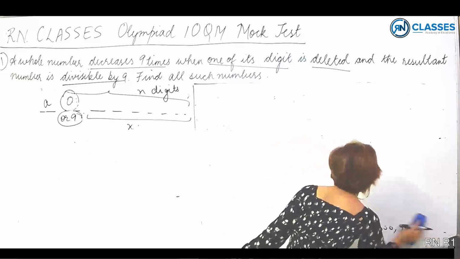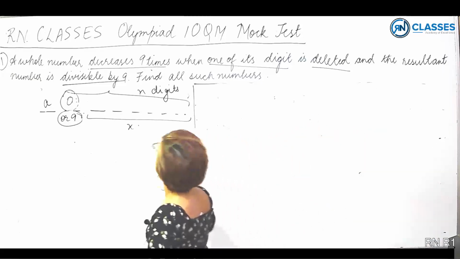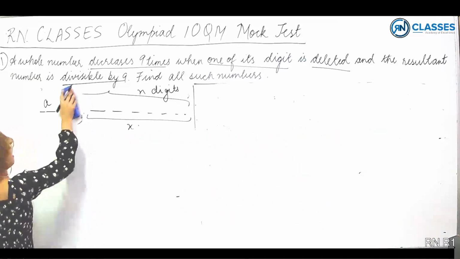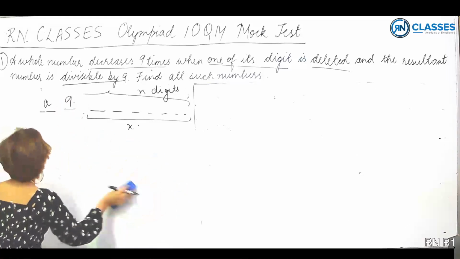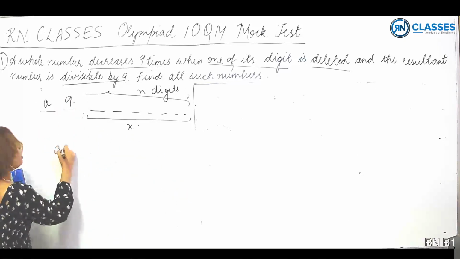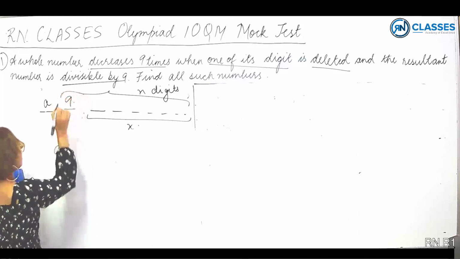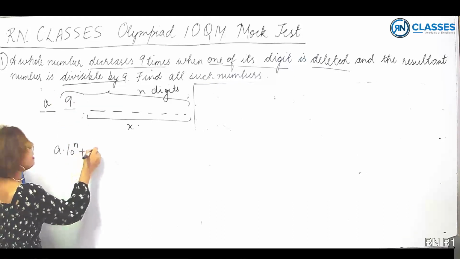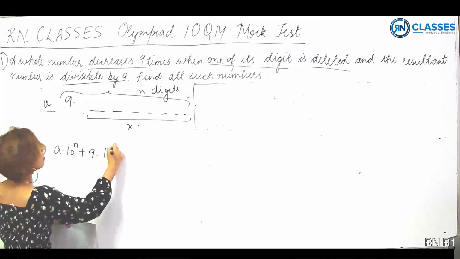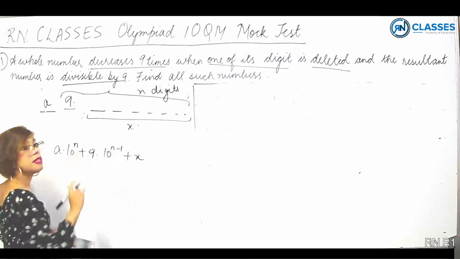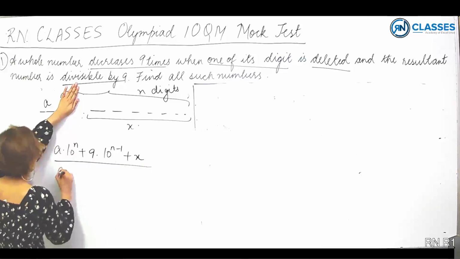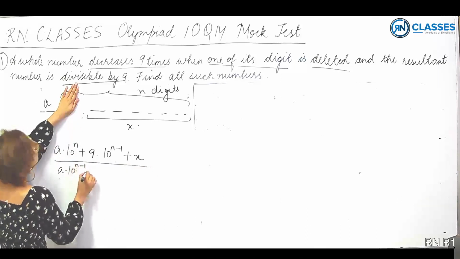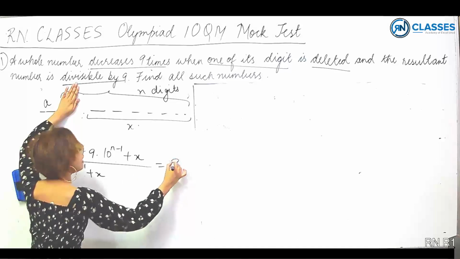Right. Now, on the second place, I am forcing my number 9. Right? So my expanded form would be a into 10 raised power n plus 9 into 10 raised power n minus 1 plus x. This is my original number. Right? When I delete this, I'll get a into 10 raised by n minus 1 plus x. This is equal to 9.